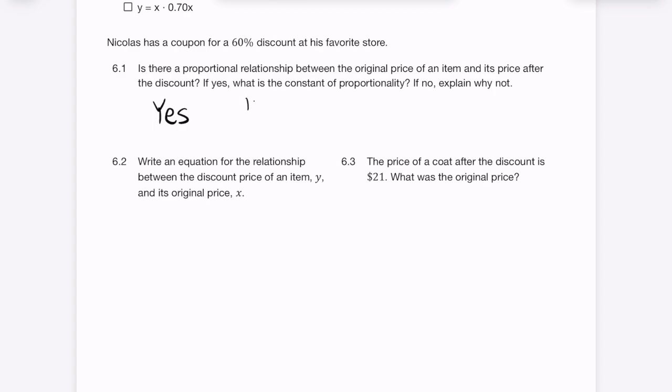So here, if it's a 60% discount, that means we are not paying for 60% of the thing. Our original would be 100%. Okay, so that means we actually only pay for 40% of the cost of the original item.